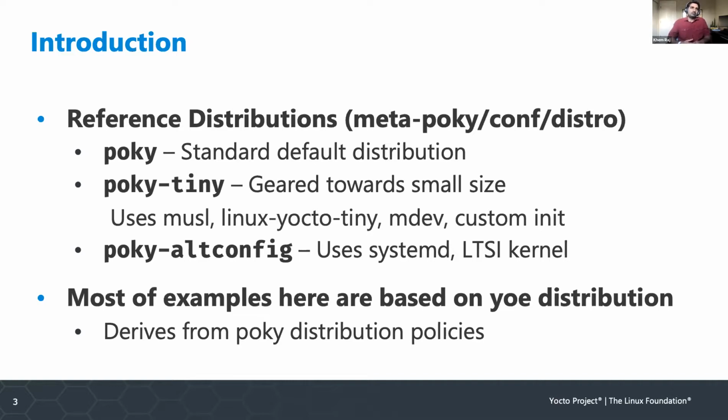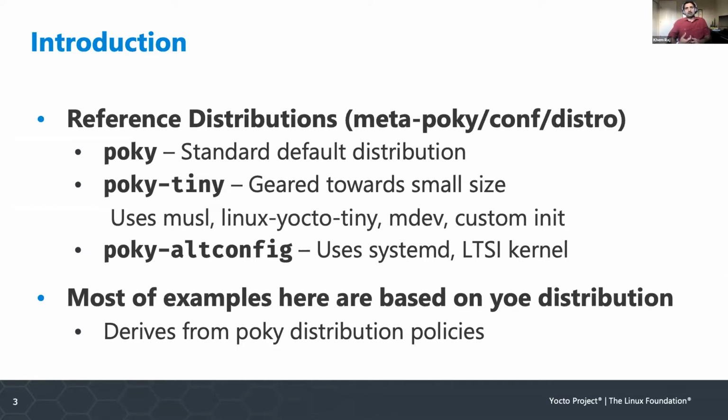You could set that to poky-tiny or poky-alt, and then you can use one of those. So the differences are that poky-tiny is geared more towards smaller sizes. So it has made some distribution policy decisions that help size. Essentially, it uses musl for the C library, which is smaller in size. And it has smaller versions of the kernel, linux-yocto-tiny.